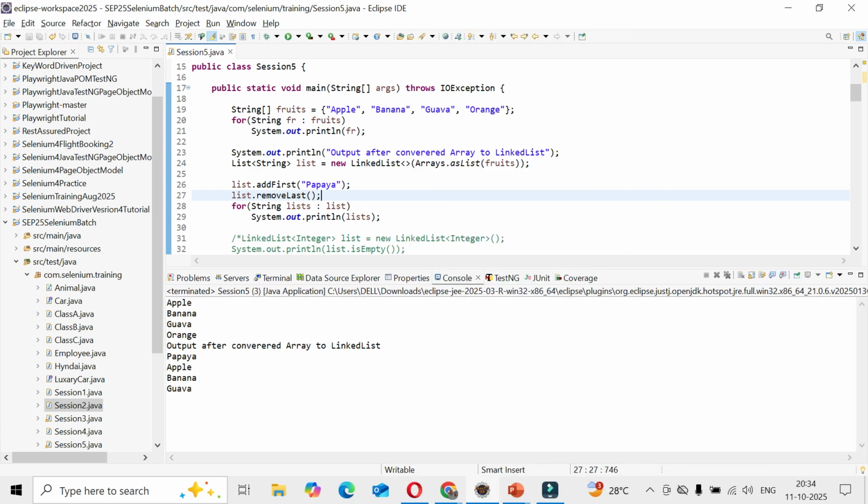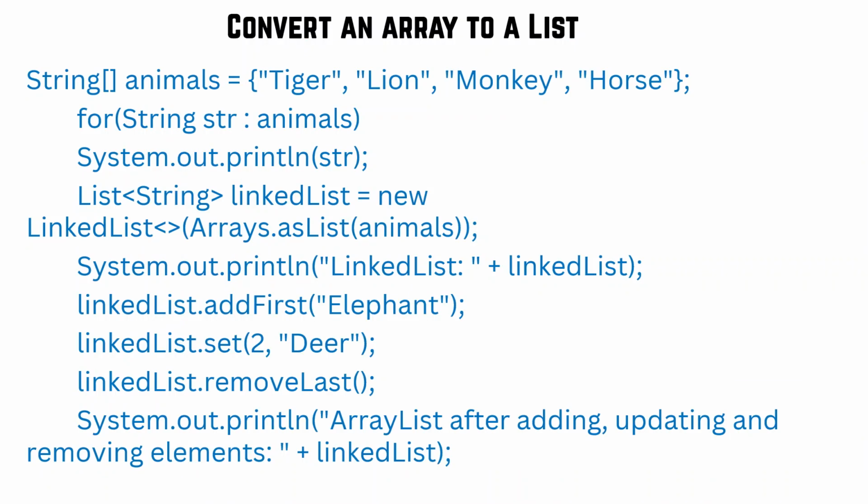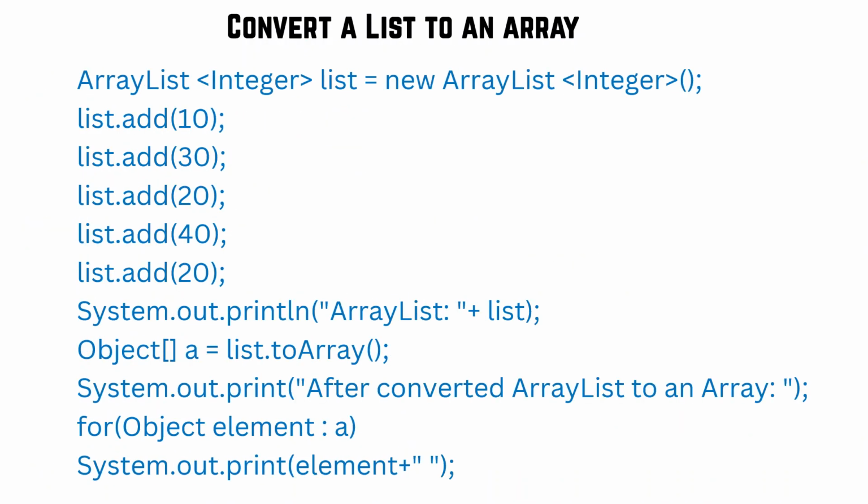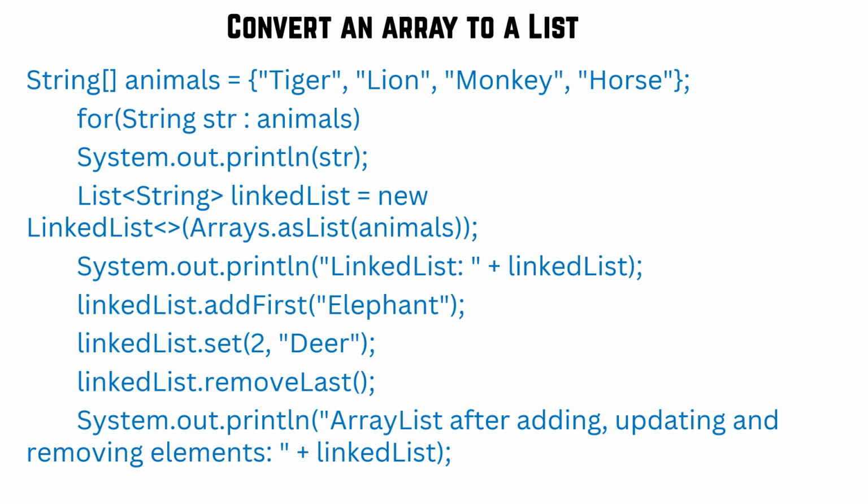Now papaya is getting added, and apple, banana, guava remain, and orange is also getting removed, because that is possible with the collections framework. But through the ArrayList, it is not possible to change anything. After converting to the collections framework, you can do it. So that is the way you can convert any collection to an array, and any array to a collection, whether the data type is string, integer, or anything.